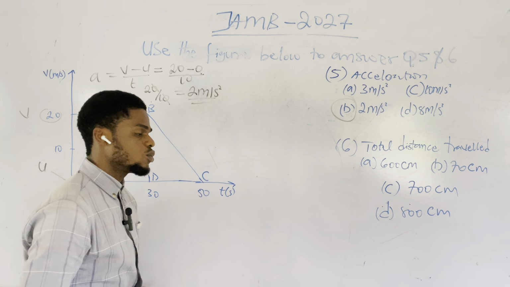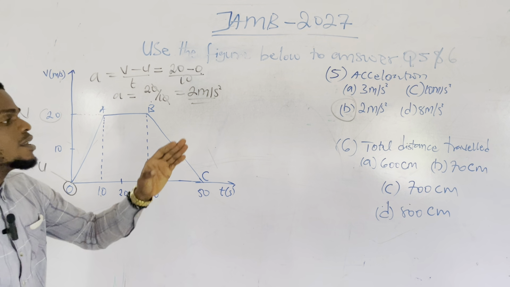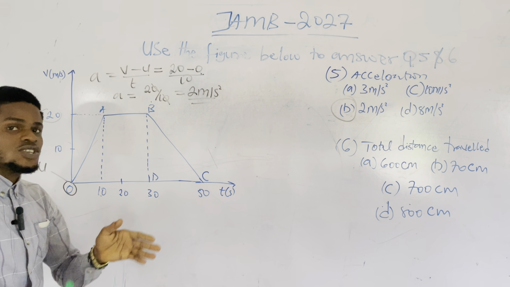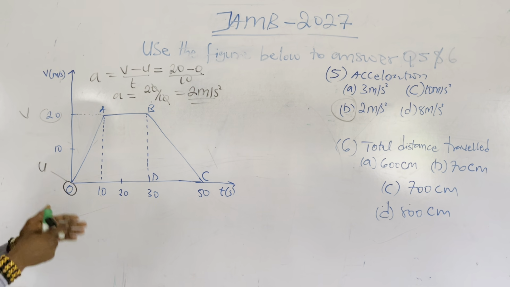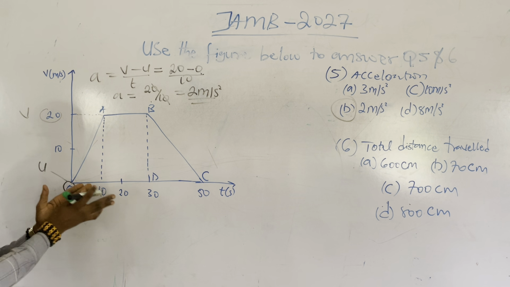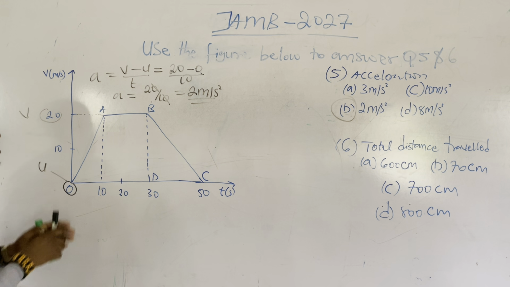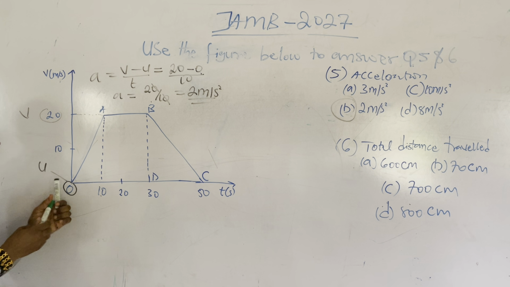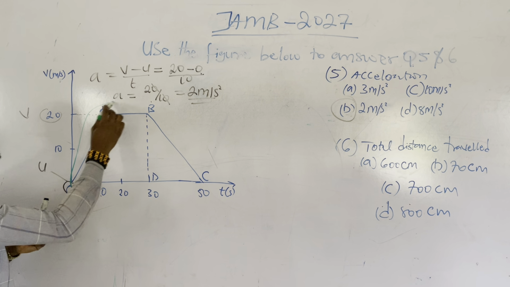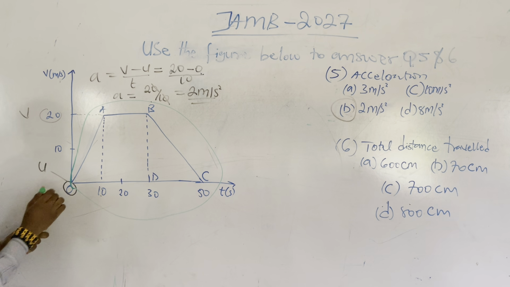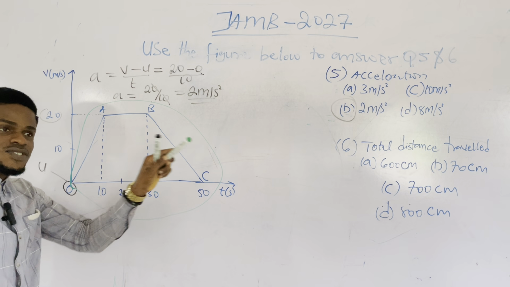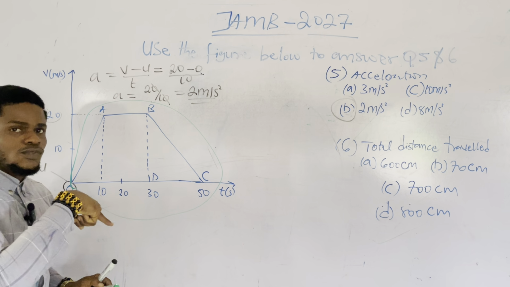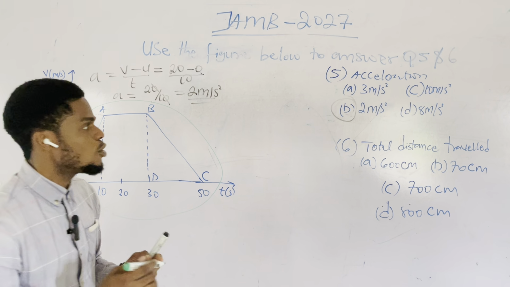Let's quickly move to the next question without wasting much time. Next question says total distance travelled. The total distance travelled depends on the shape of the velocity time graph. If you look at this shape closely, you discover that this is a trapezium. So we are going to use the area of a trapezium to calculate the total distance travelled.